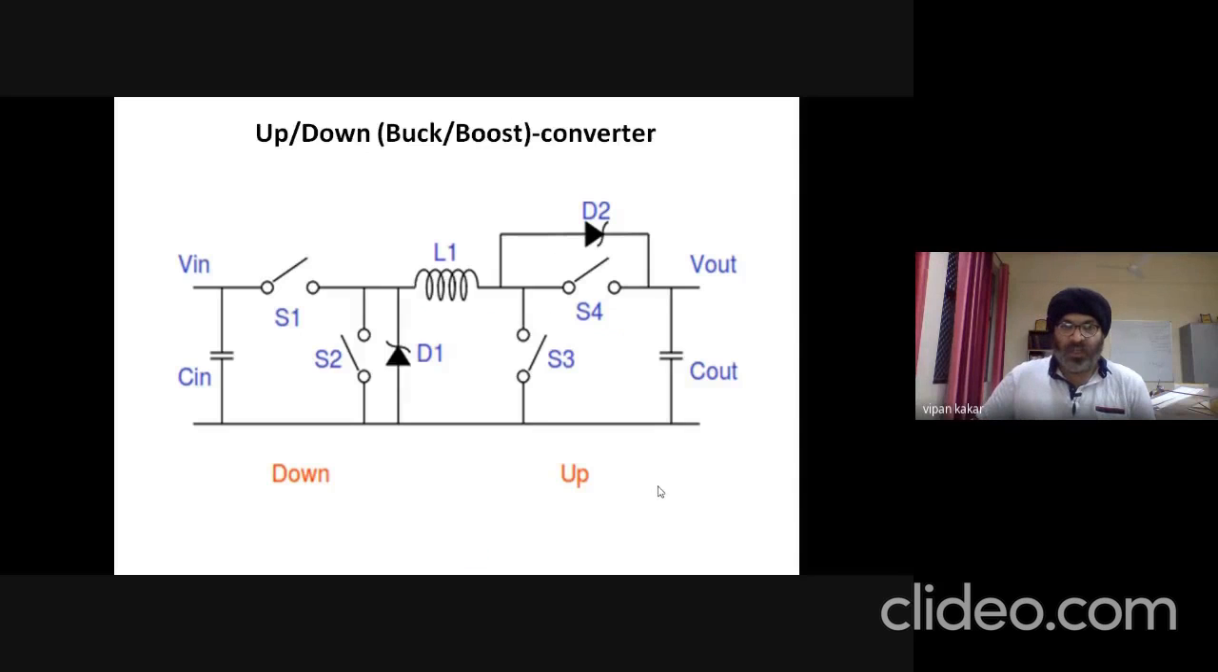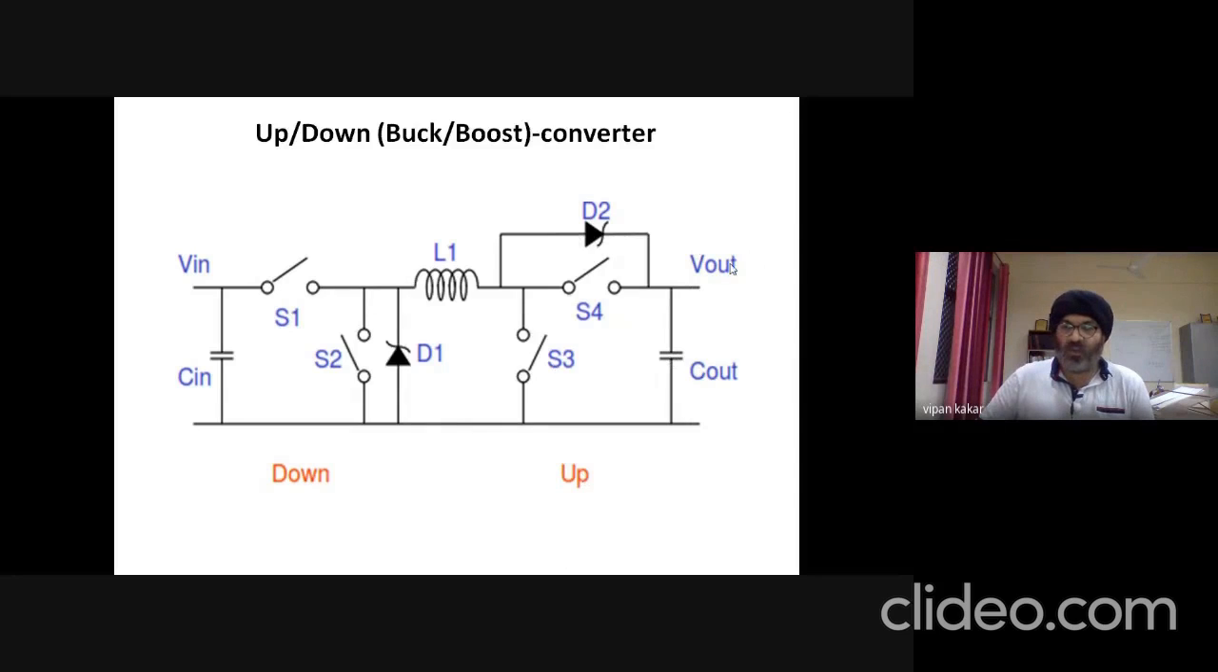So now the next one is step up as well as step down, or in other words, a buck and boost converter in a single circuit. So this is the buck portion of the converter. This is the boost portion of the converter. So the buck portion of the converter will step down and the boost portion will step up.